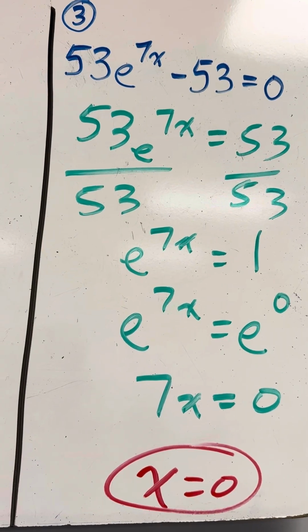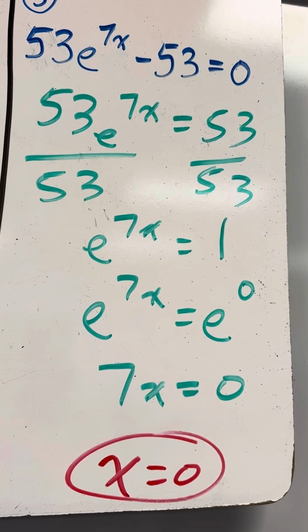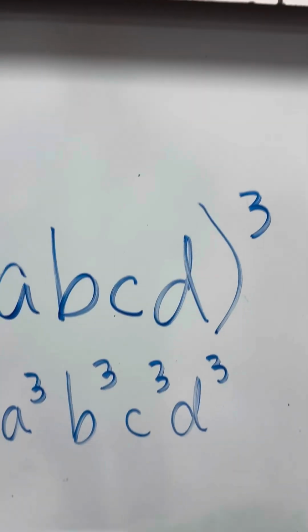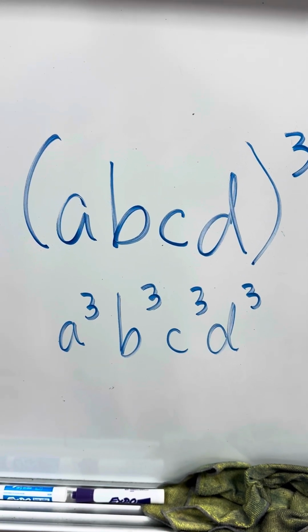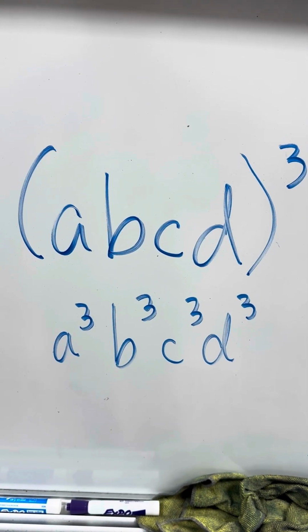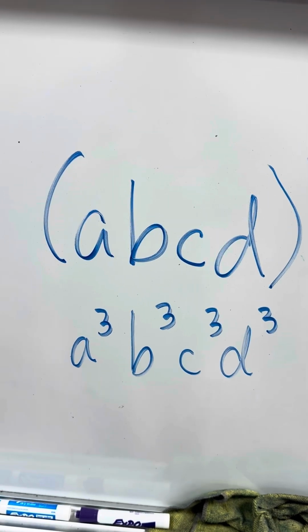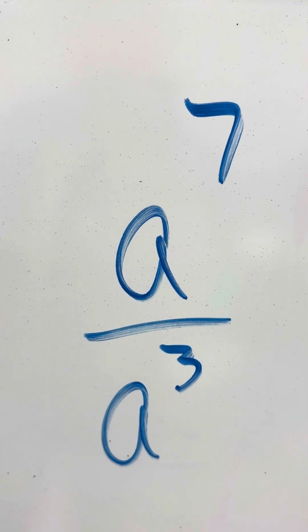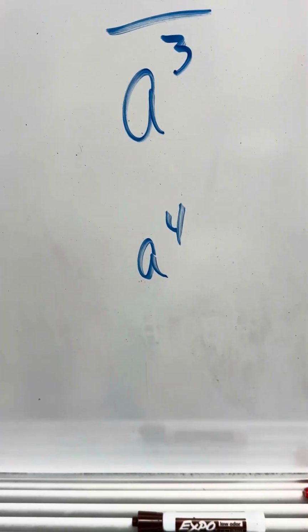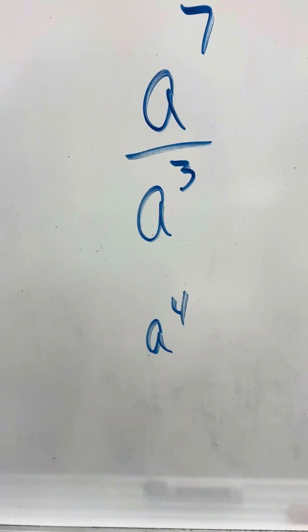Okay? Now, please recall that a, b, c, d, all to the third power is a to the third, b to the third, c to the third, d to the third, right? Okay. And please don't forget that a to the 7th over a to the 3rd equals a to the 4th, right? Okay.